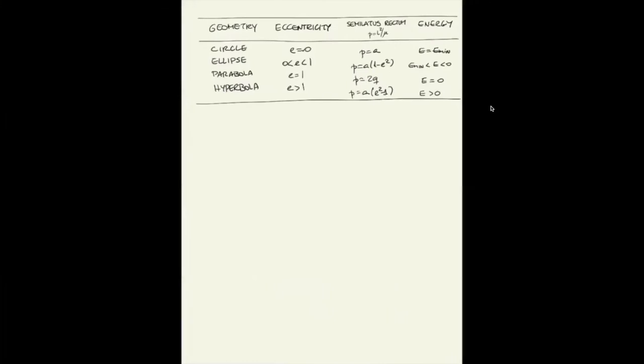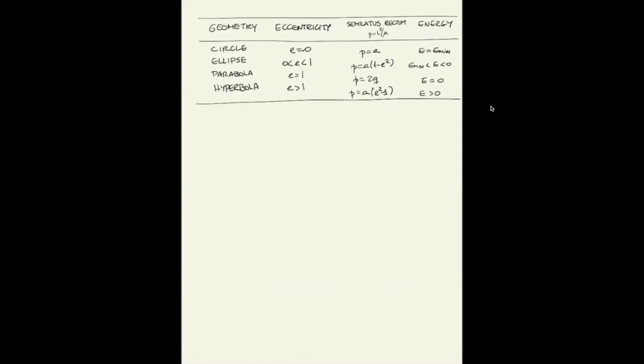So summarizing, we can construct this table here for the geometrical and physical properties of the orbits. You have for the circle and the ellipse, the bound orbits. For the circle, the eccentricity is 0. The semi-latus rectum is equal to the semi-major axis, and the energy is equal to the minimum energy. For the ellipse, you have that the eccentricity is between 0 and 1. The semi-latus rectum is A times 1 minus E squared, and the energy is between the minimum energy and 0.